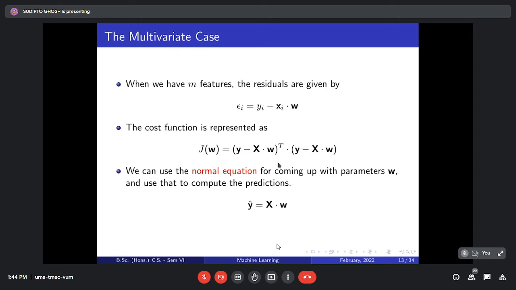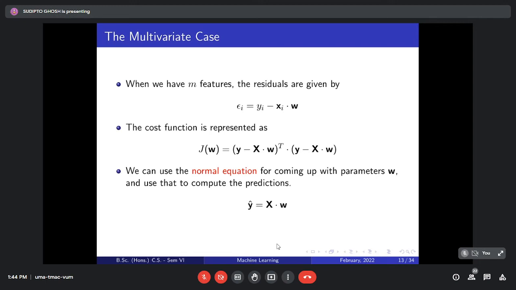What I am then trying to say is, I'm proposing to you that we can use some normal equation to come up with this vector of parameters w, and then we can use that to compute the predictions directly. I'm not putting it directly to you right now, but we can use some normal equation, then we will have some w from that normal equation. We can find that, and then we can multiply all the feature vectors with w, and then we will have another vector of predicted y values. So that is what I am proposing right now for the multivariate case.